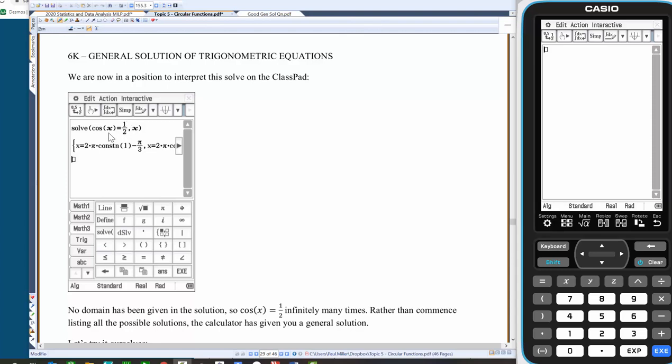Between now and probably the start of year 11, you've attempted a trig solve on the calculator and seen this output. So what we're going to do today is interpret this output a little bit more.